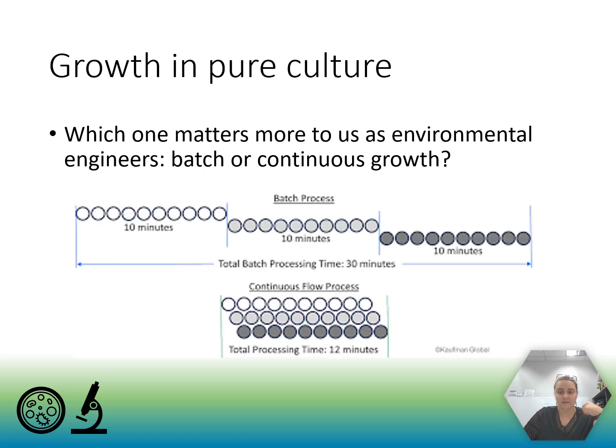So for us, one of the things that we care about the most as environmental engineers is saving time and saving money, because we are engineers and we are limited by economic factors. So in a batch process, if it takes us 10 minutes to grow, and then the next batch takes 10 minutes to grow, and then the next batch takes 10 minutes to grow, we've just spent 30 minutes processing a microbial culture. If we do continuous, we can grow 3 different types of bacteria all at once, potentially, in a smaller time, potentially.